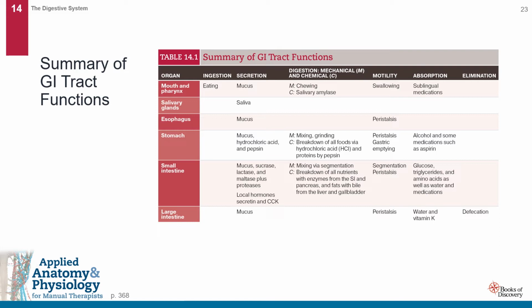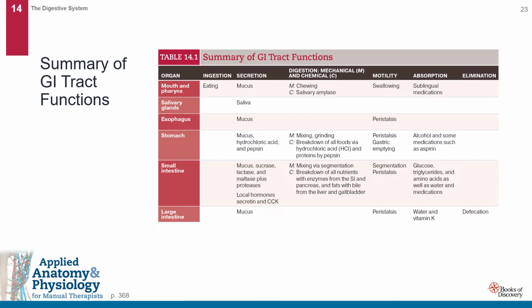We see by the way the table is structured that the mouth and the pharynx play a role in both ingestion, which is eating, secretion, also mechanical and chemical actions in terms of digestion. They also play a role in motility and absorption. But there is no role that the mouth and pharynx play in terms of elimination. The salivary glands play a role only in secretion.